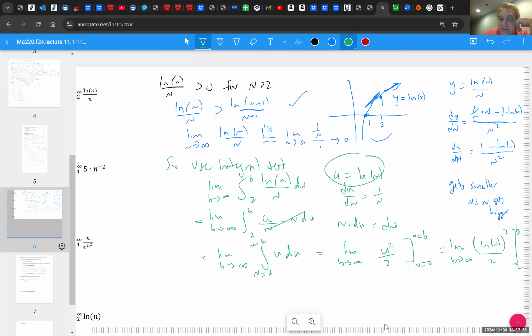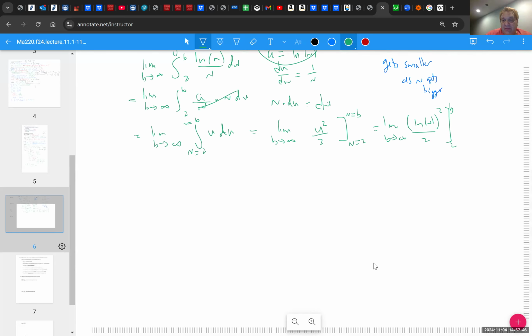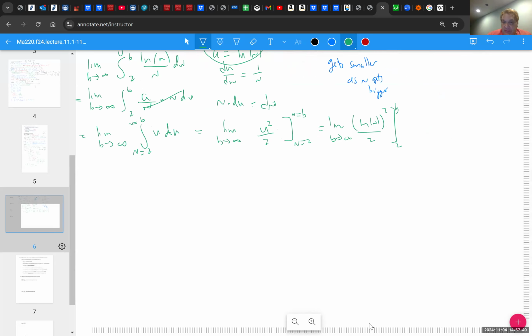So this is how the integral test works. You convert it into an integral, and then you do the improper integral thing and do your limit. It takes a few steps, but it is pretty straightforward. Let's plug in the b. Let's plug in the 2. I get (ln b) squared over 2 minus (ln 2) squared over 2. Right, so I plug in the b, plug in the 2, subtract.